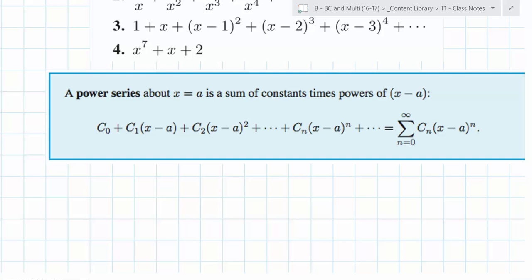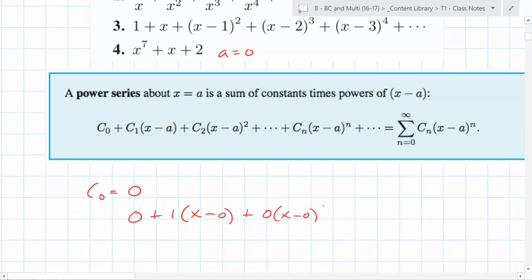What's a in this case? 0, right? So in this case, what do you have? What is c not going to be? Oh, it's 0, right? So if you did this out, what are you going to end up with? You're going to end up with 0 plus 1 times x minus 0 plus 0 times x minus 0 squared, right? All the way up to, and then what do you end up with eventually? 1 times x minus 0 to the 7th. So it just turns out a lot of the constants are what? 0. A lot of the constants are 0.